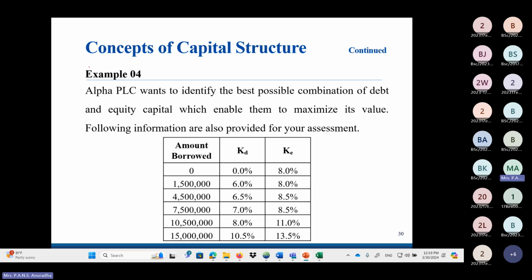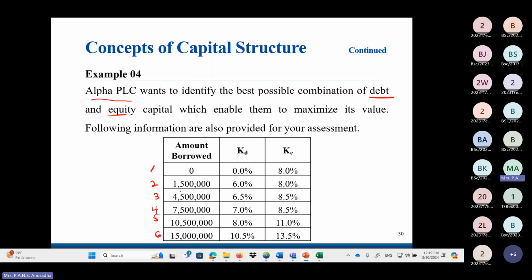Right. So now let's look at this optimal capital structure with an example. For Alpha PLC, you are given capital structures like this: debt and equity. The amounts borrowed are for these six capital structures. For the first one, debt is 0.